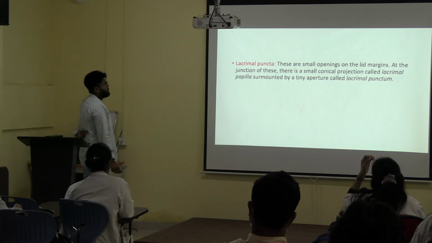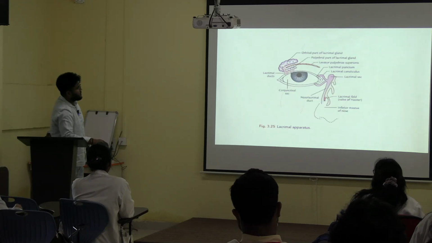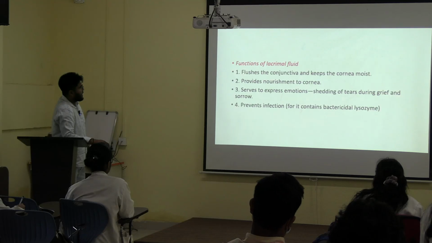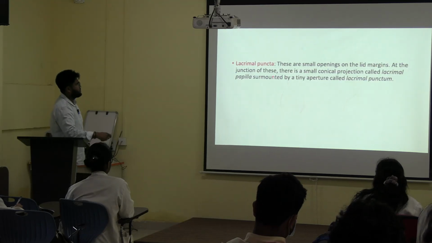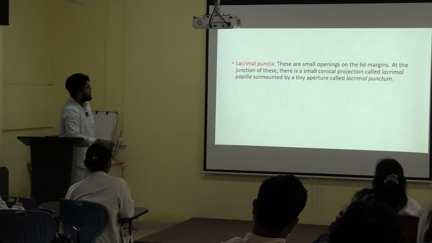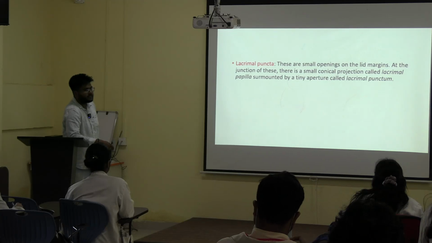So next, the lacrimal puncta, by which the tear, the fluid, goes to the lacrimal part. These are the small openings of the upper and lower eyelids. At the junction of this, there is a small conical projection called the lacrimal papilla. This is called your lacrimal puncta mainly.